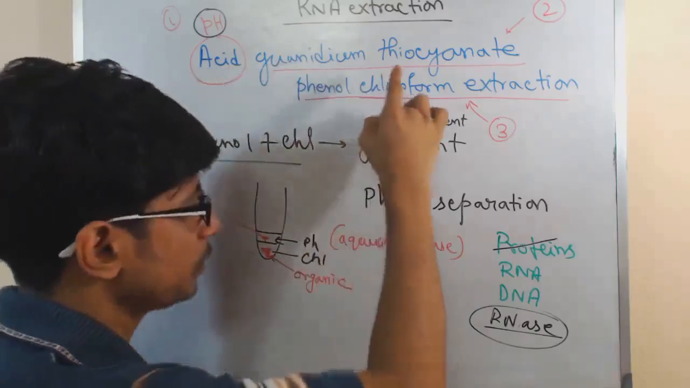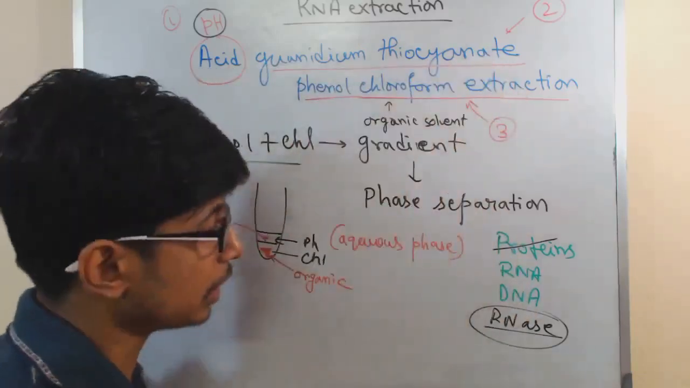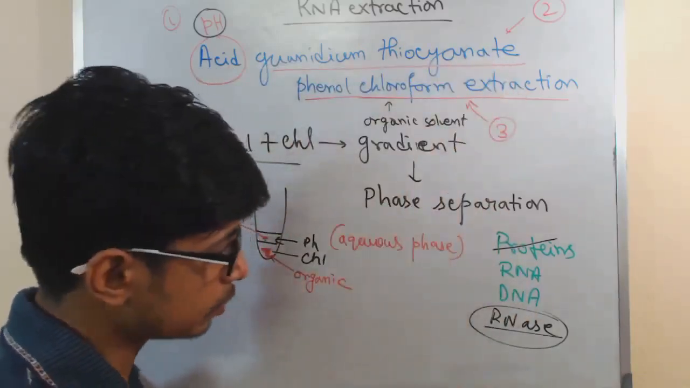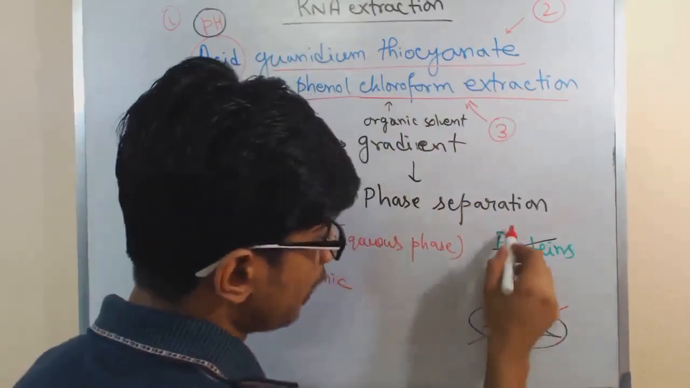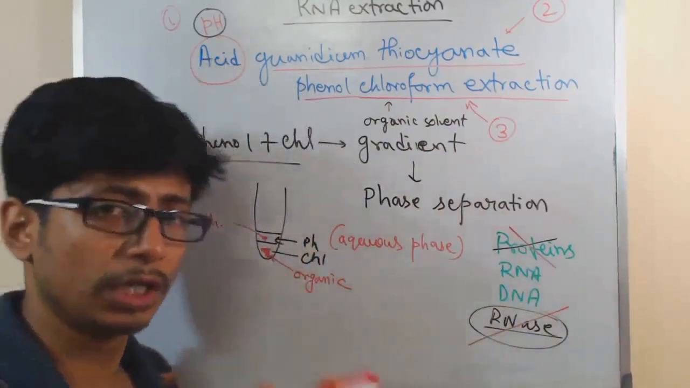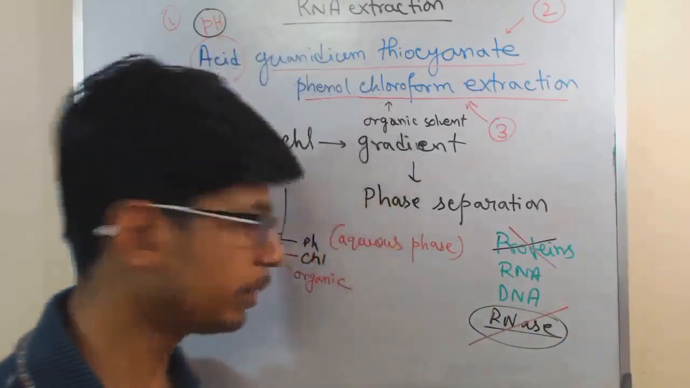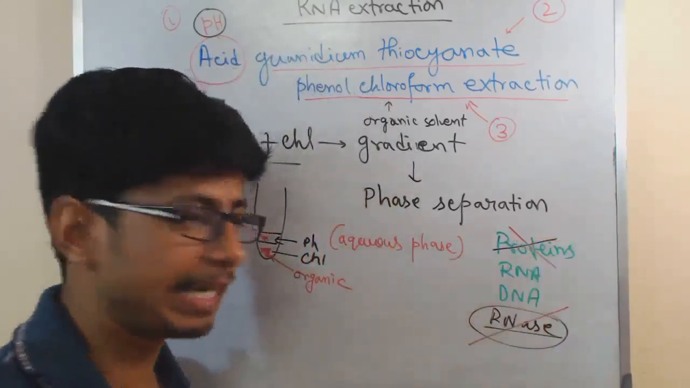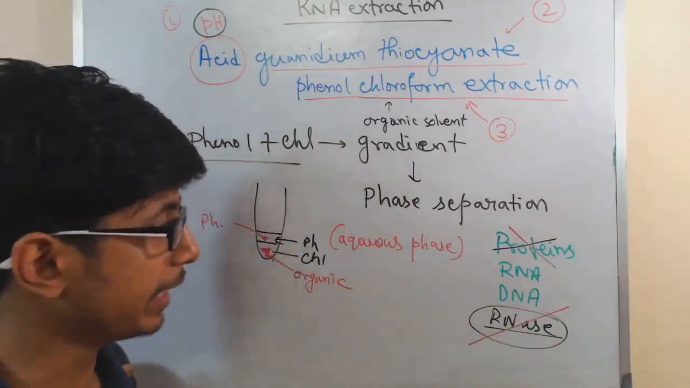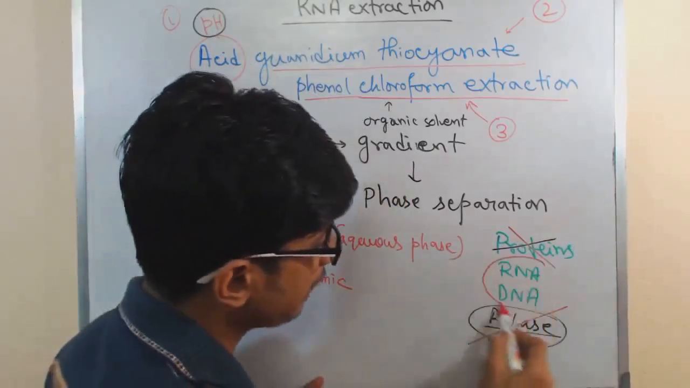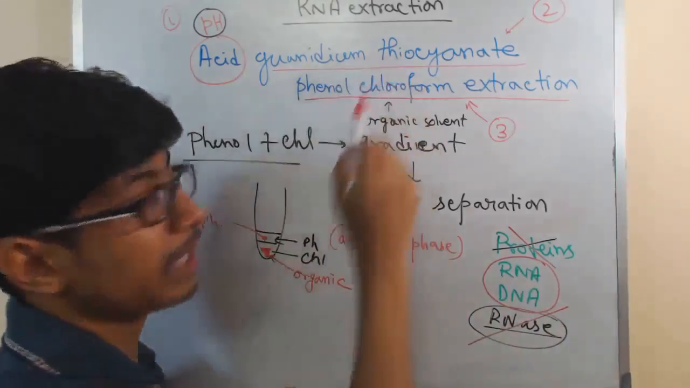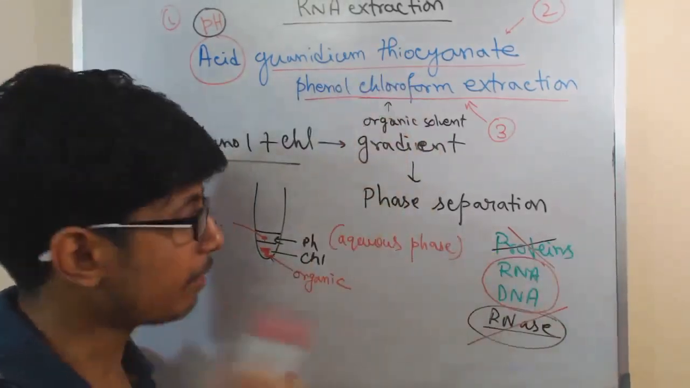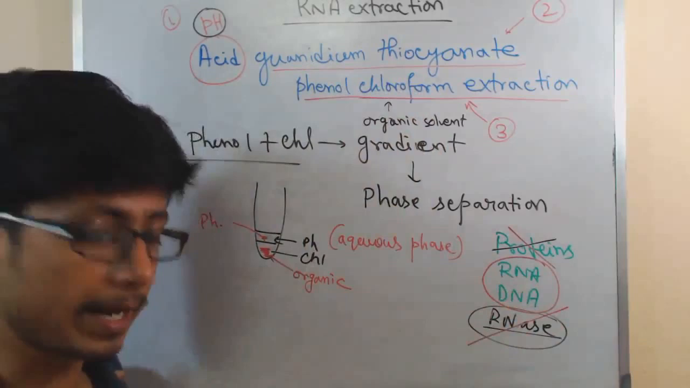So we add guanidium thiocyanate in the mixture and allow it for some time so that it can break down the RNases. RNases are gone, and so are other protein components, they are also degraded. So we now don't have any proteins, they are degraded, as well as RNases. So we are left with RNA and DNA components. Using this guanidium thiocyanate, we exclude these two things. We have only RNA and DNA in our hand.